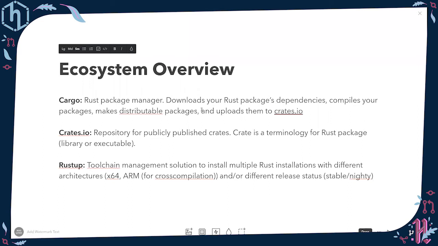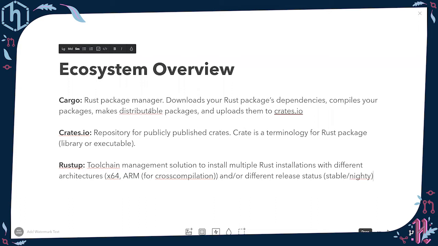Now a small ecosystem overview. So Rust has all the batteries included for starting as a programming language. So you have a package manager, just like you have in other good languages, like pip for Python, npm for JavaScript, and Maven for Java or JVM languages. Similarly, you have Cargo for Rust. It's the Rust package manager.